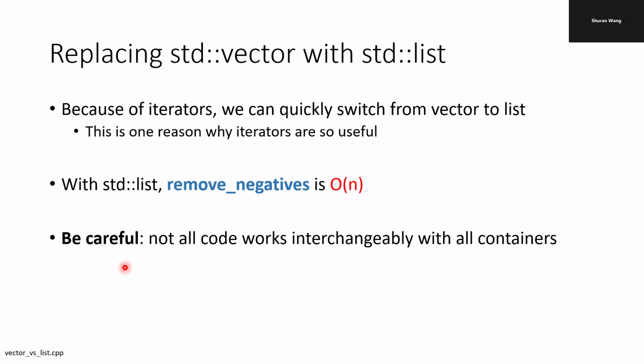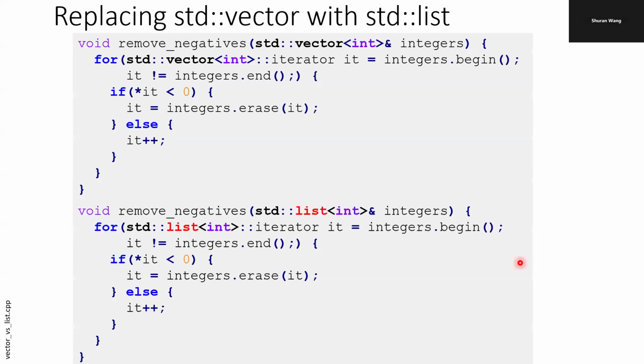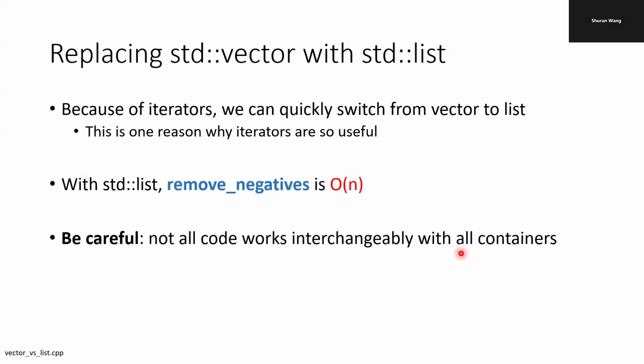Just be careful that not all code works interchangeably with all containers. Like if you previously had something like it plus 5, when you switch to list, it's not defined for list. So watch out for that when you are switching between the containers.